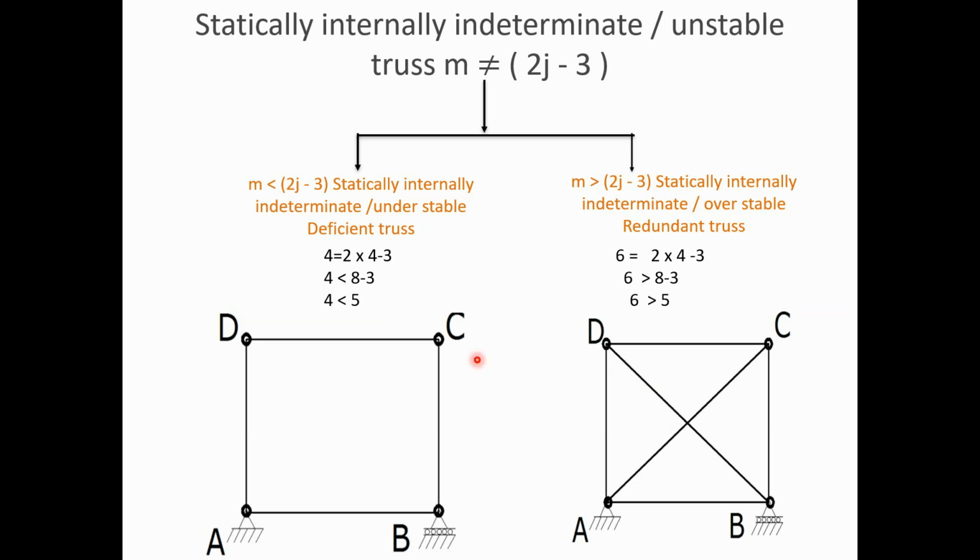Compared to the first one, if you check the number of members in this truss, the number of members is 6 and the number of joints is 4. So 6 is greater than 5. If you put this in the condition m greater than 2j minus 3, we get 6 greater than 5, meaning there is a redundancy of one member in the truss. If you remove one of the members from the truss, then this truss becomes a stable truss or determinate truss. Particularly in this video we are going to learn how to analyze a redundant truss or redundant frame. So let us discuss analysis of redundant trusses.